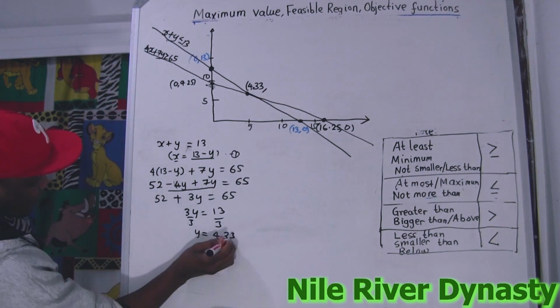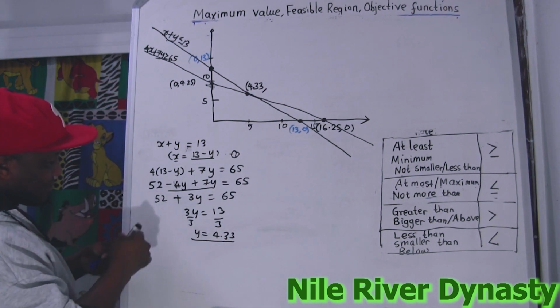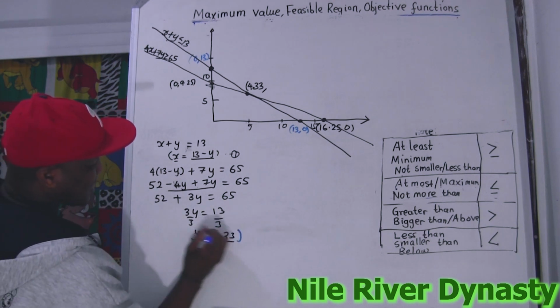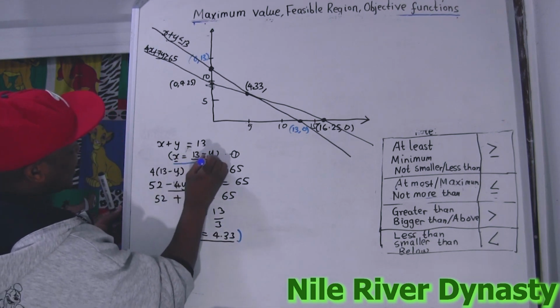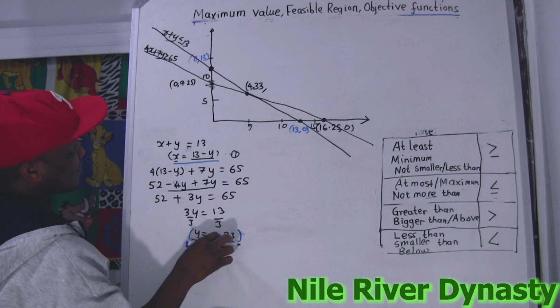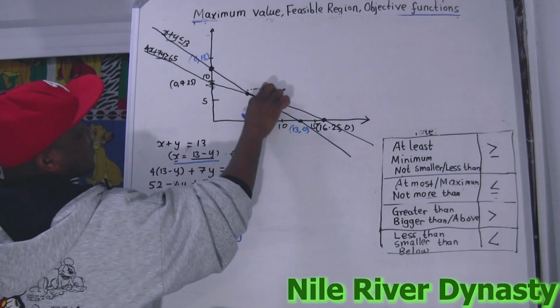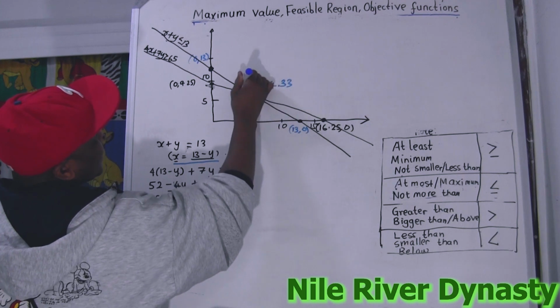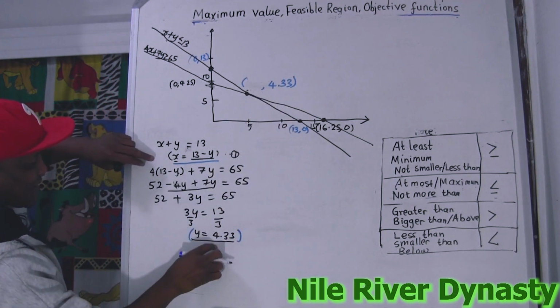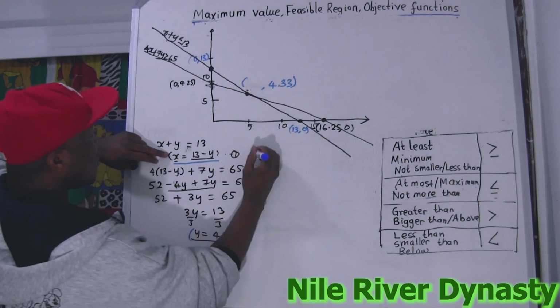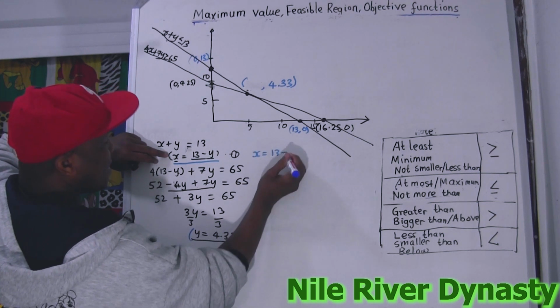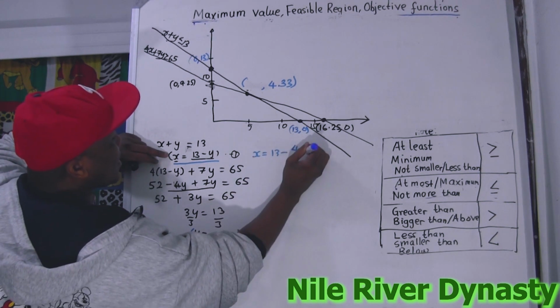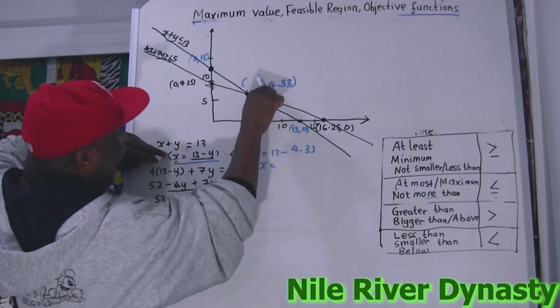Now we want to get the value of x. If I get the value of y, I'm going to come and take this. It's just a normal simultaneous equation. Take this and substitute in here to get the value of x. So I'll say my x equals 13 minus 4.33, to get the value of x at the intersection.